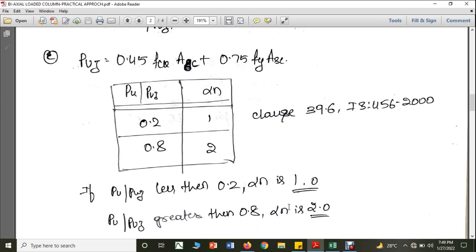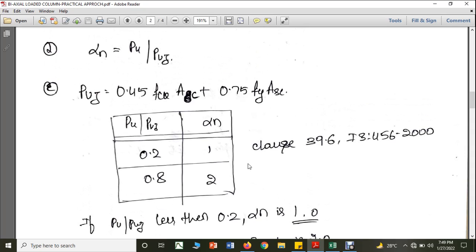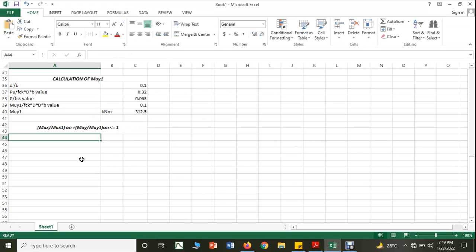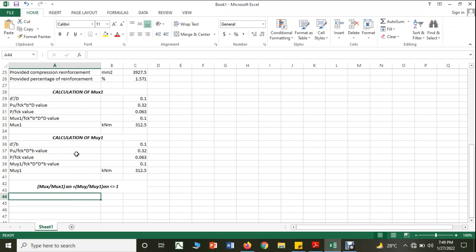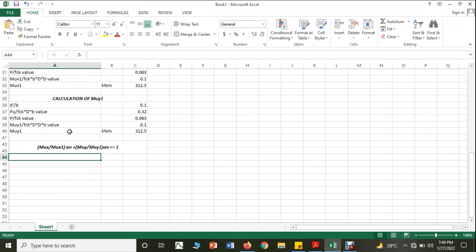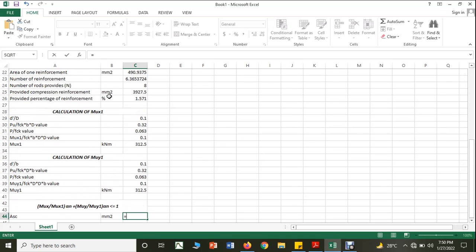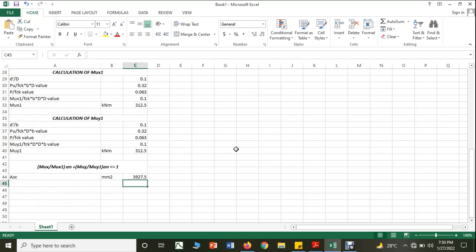According to that, now we are supposed to find out Puz. In order to find out Puz, as per this equation, we know the fck value, we know the fy value, we have to calculate Ac and Asc. Asc is nothing but the compression reinforcement that you have provided. So I can write this itself, that is provided compression reinforcement, Asc, which will be in mm square. I can directly write this will be equal to this reinforcement provided.